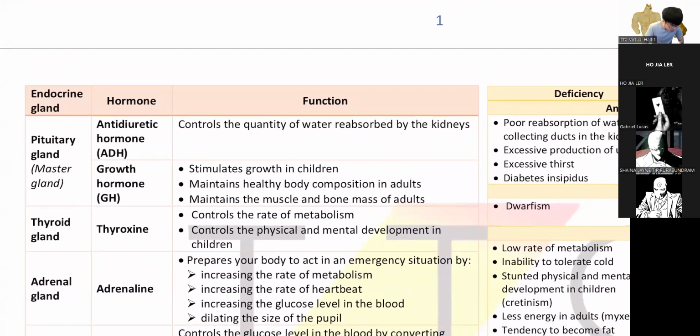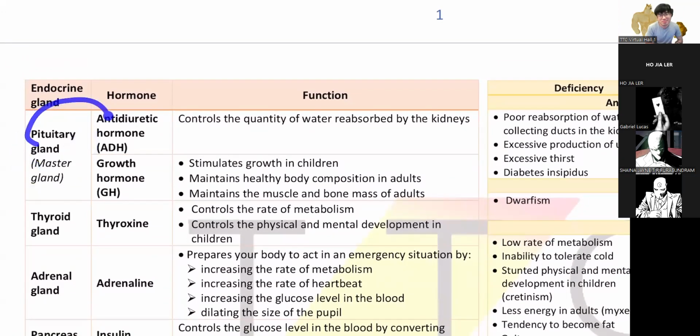Anyway, the first one, let's look at the pituitary gland. Like I said, this fella is the master gland. We call it Kelenjar induk. Kelenjar induk means master gland. And of course, in BM, pituitary gland is called Kelenjar pituitari. As you know, translations in BM are usually the same word.